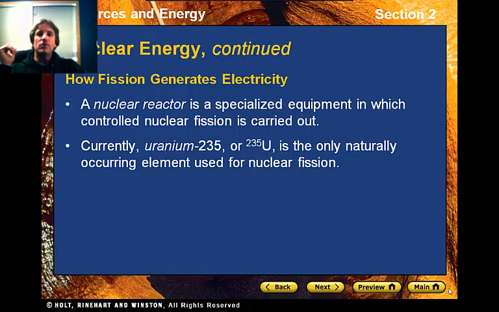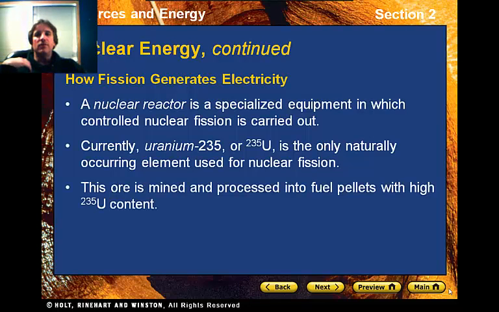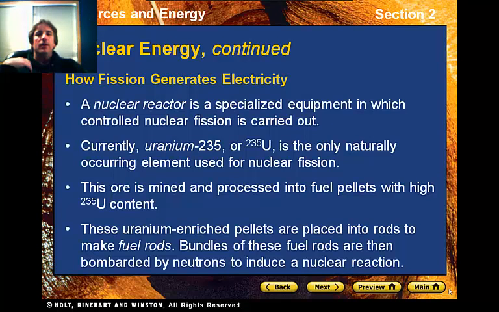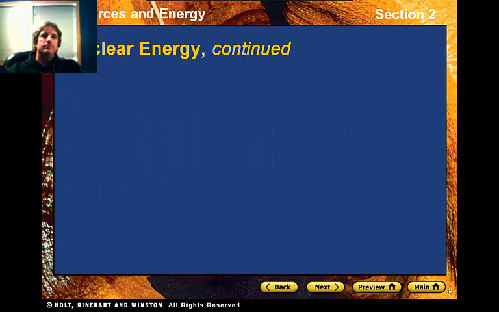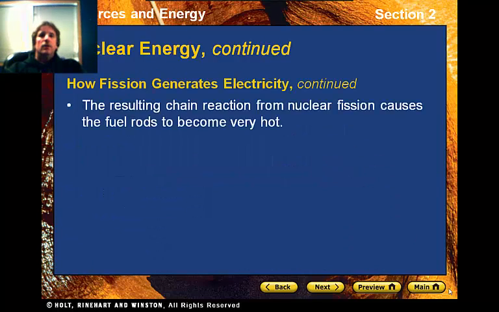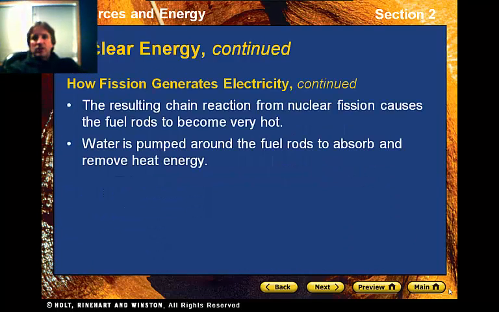Currently, uranium-235 is the only naturally occurring element we can use for nuclear fission. It's mined and processed into fuel pellets, and these pellets are placed into rods to make fuel rods. We take these rods and we smack them with neutrons to start a nuclear reaction. As the nuclear reaction happens, it gets real hot, and we pump water in those fuel rods, which takes away the heat.